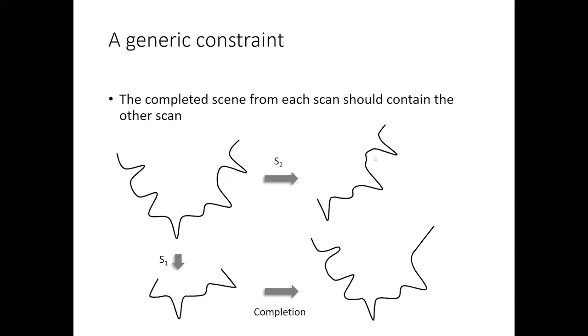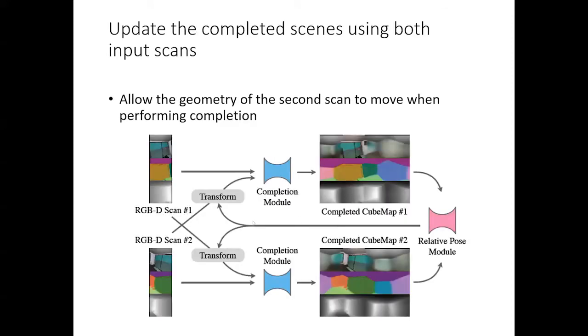Okay, but we know that after transforming the second scan by some retransformation, it should be consistent with the completion. That is really the difference between having a single scan we do completion on and having two scans we do completion on. We can integrate this using an iterative procedure. Once we have done the completion, we estimate the relative poses, and we can transform the second scan and combine it with the first scan to improve the completion. This can essentially improve the completion results and also the relative pose estimation results.